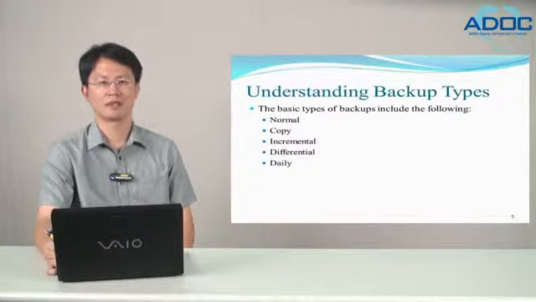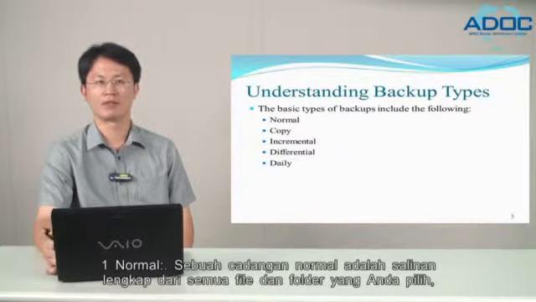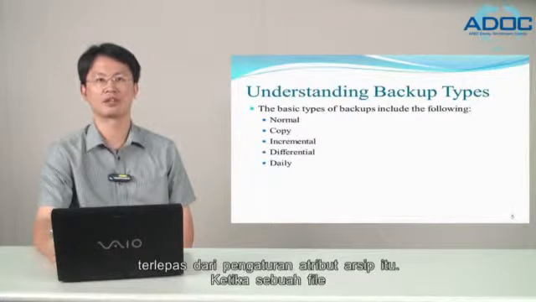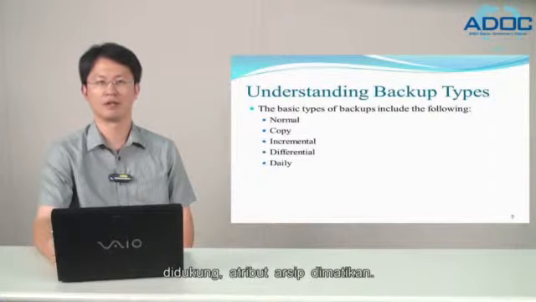The basic types of backups include the following. First, normal. A normal backup is a full backup of all the files and folders you select, regardless of the archive attribute settings. When the file is backed up, the archive attribute is turned off.